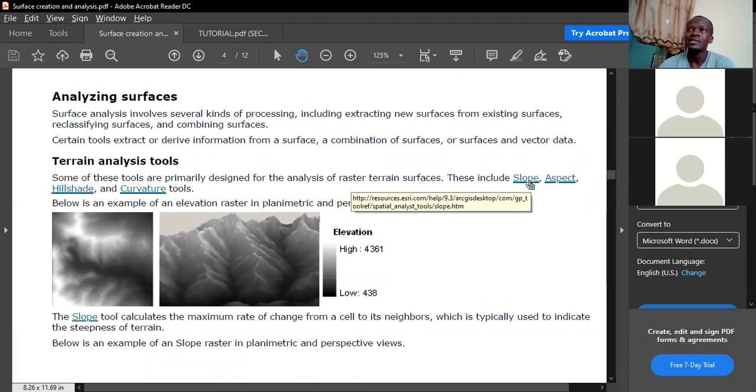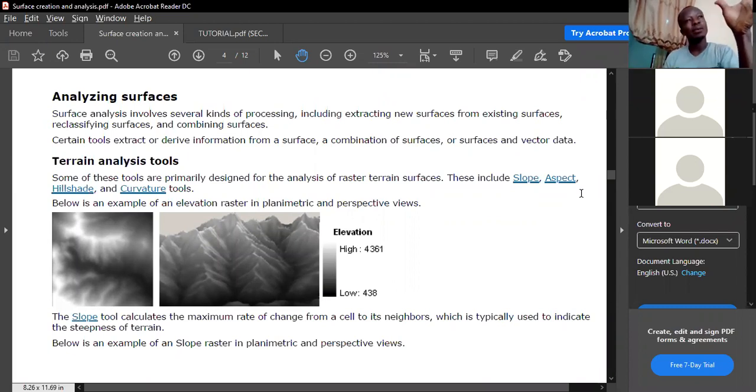In other words, you can have a surface in which every value of the cell tells you the rate of change as you move from point to point. We can have what we call the aspect surface. The aspect surface shows you the direction of the surface. So what direction is the slope facing? You can look at, for example, a mountain and say, in what direction is this side of the mountain facing? So that is the aspect. When you have a surface like that, it's called the aspect surface.